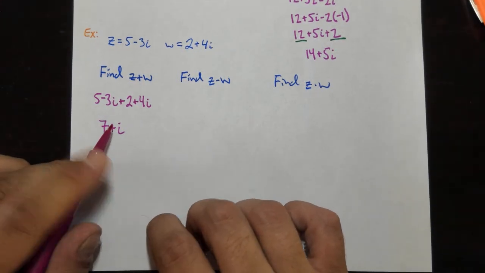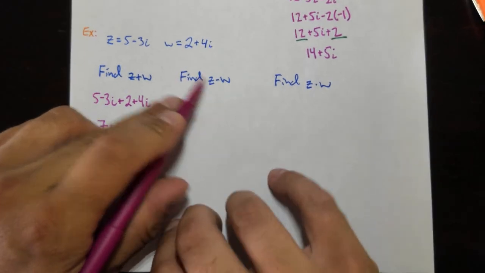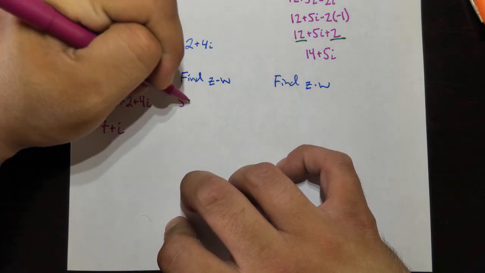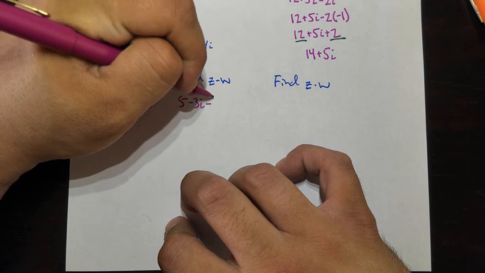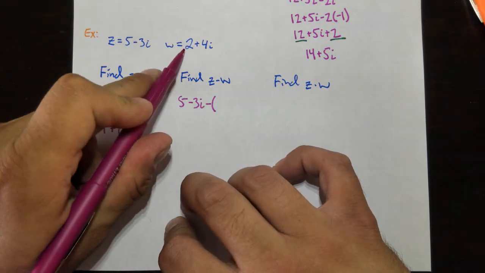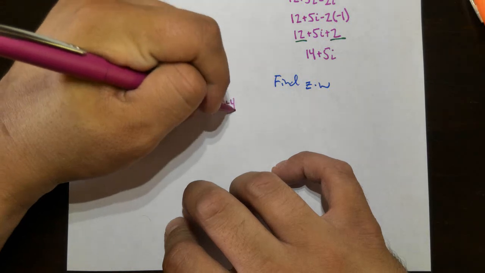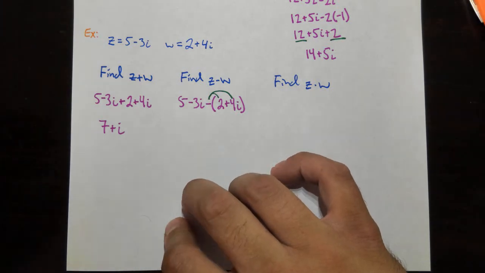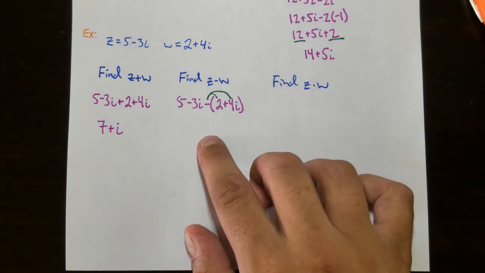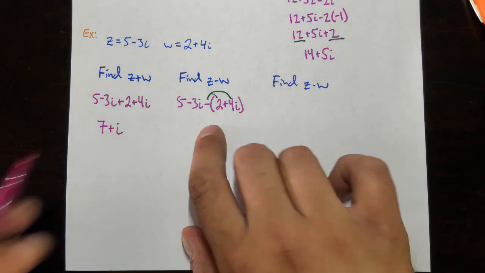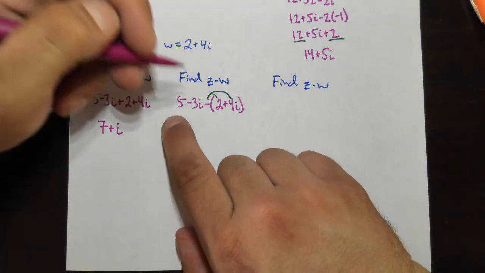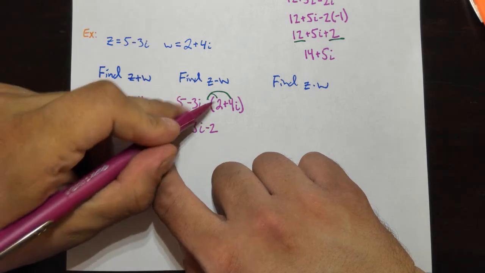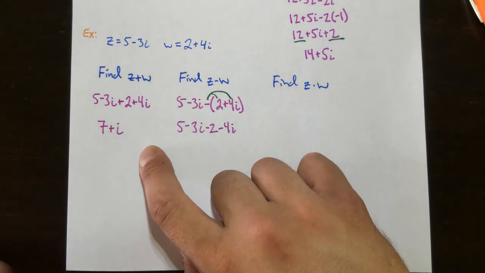sum. All right, going on to the difference, z minus w. I'm going to write z first and then subtract w from it. So 5 minus 3i minus, and then remember we need the parentheses because we need to distribute this negative, 2 plus 4i. We're going to distribute the negative to both terms. Very important you do it to both terms. When we were subtracting binomials, this was the biggest mistake that I saw. Y'all do. So let's see. 5 minus 3i. Negative times 2 is negative 2. Negative times 4i is negative 4i.